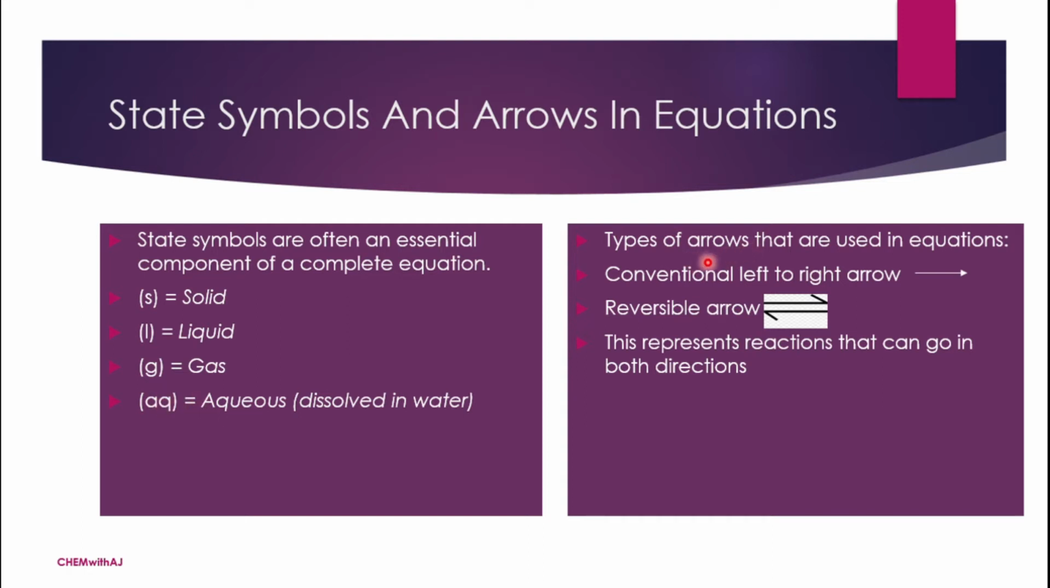Then moving on to the arrows. These are the type of arrows we commonly find. So we have the conventional left to right arrow. That's what we more often than not come across. But then here we have this reversible arrow. This arrow represents that the reaction can go in both directions.